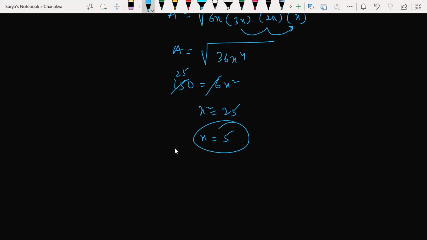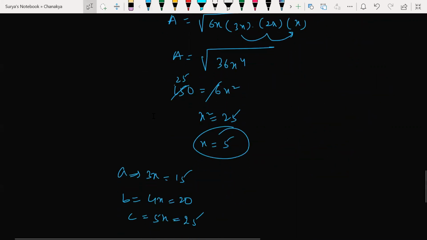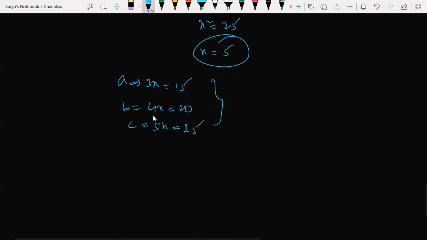x is equal to 5, so see, what will be my sides? a is 15, b, 3x is equal to 15, 4x is 20, 5x is equal to 25. What exactly is the question asking us to find? Perimeter. What will the perimeter be? See, we add everything, so how much will I get?